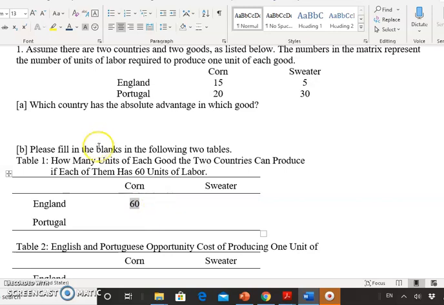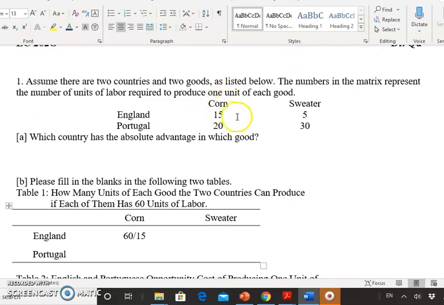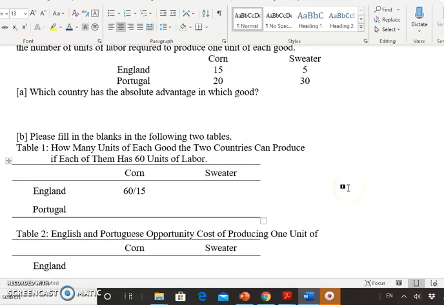Let's see, 60 divided by 15. Remember, England, by assumption, has 60 units of labor, and to produce each corn, it has to spend 15 units of labor. Right? Go back to the question. That's what we learned from the question. So here, the answer is 4.